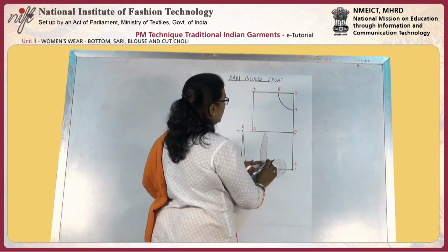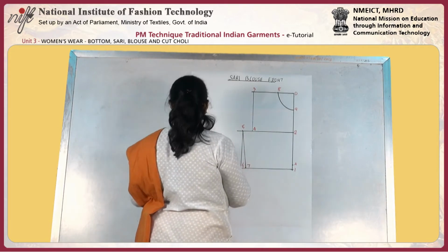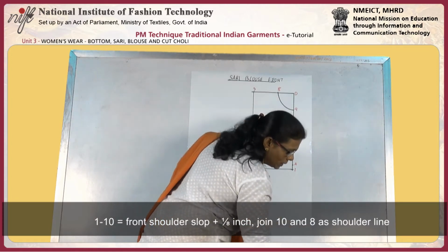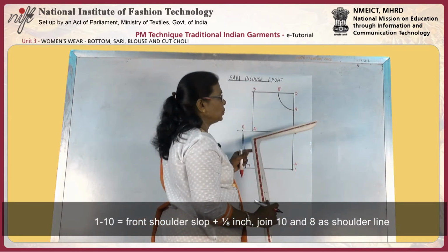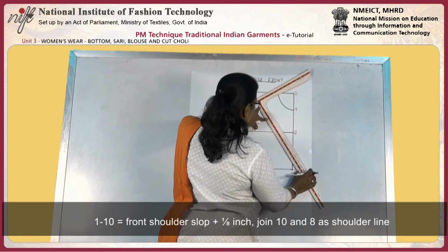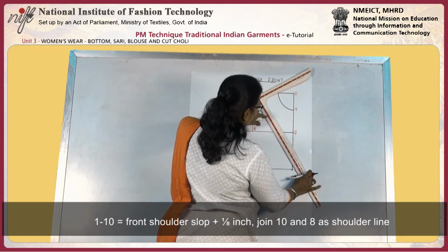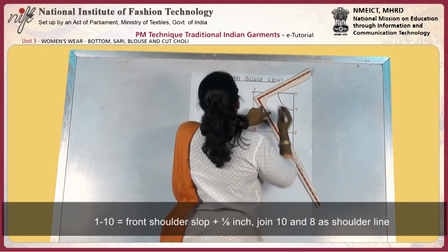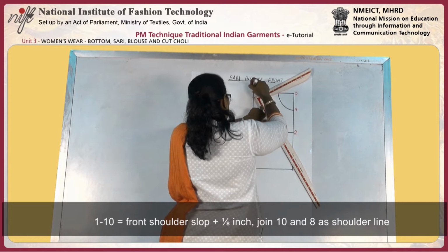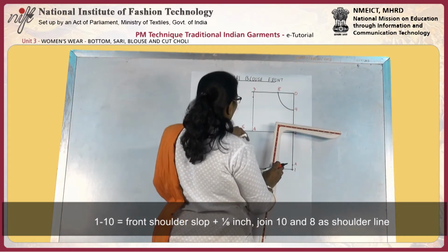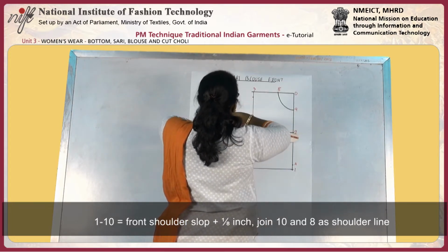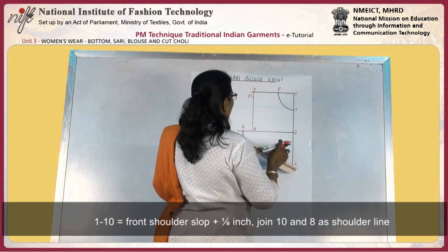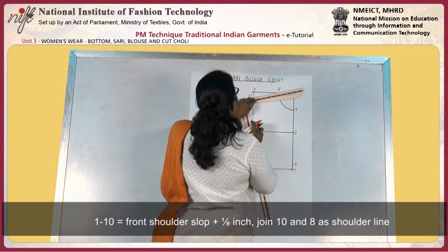Now, 8 to 10 is equal to shoulder slope plus 1/8 of an inch. Shoulder slope is 14 3/4 plus 1/8 is 14 7/8, and it should intersect the line which is squared on from 3, that is 10, and then join 10 and 8 as the shoulder line.